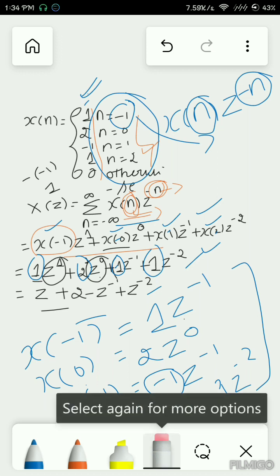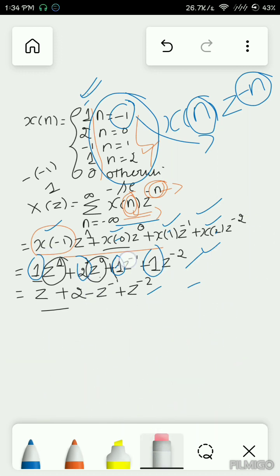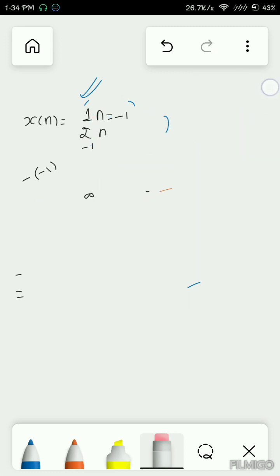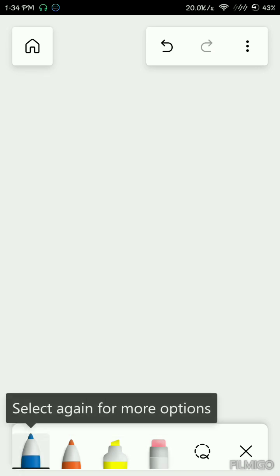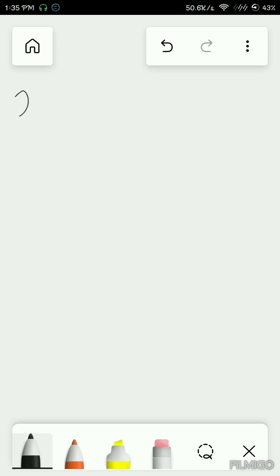There is another problem of this kind, so I'm going to teach that other problem also now. Please do concentrate on that other problem. So my other problem is given by, that is x of n is equal to what? Just a second, I'm going to reduce this.